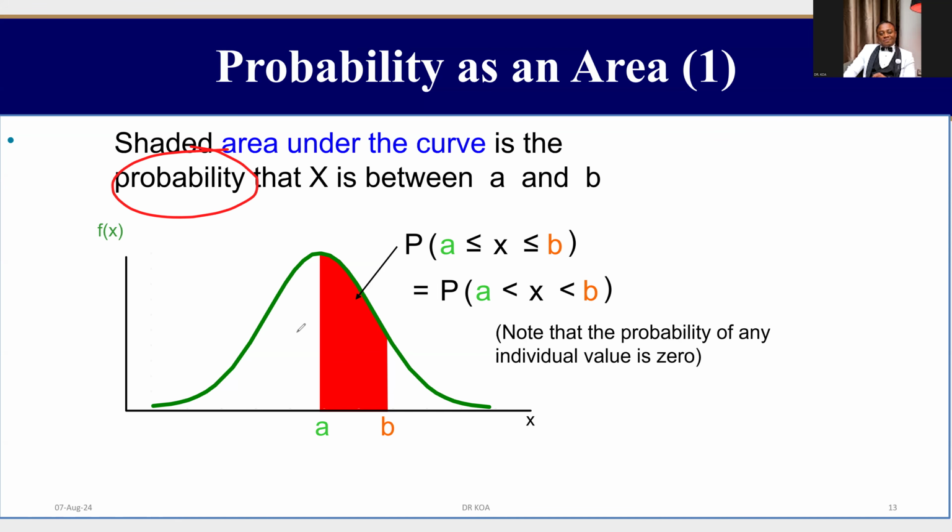So how do you read the area under the curve? Guys, monitor this. The center is always the mean. The center of the kernel density function, which is also called the normal probability density function, the center which you see here as a peak, that center is the mean.